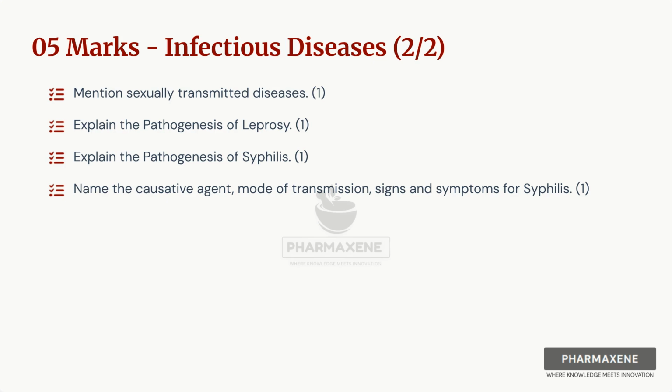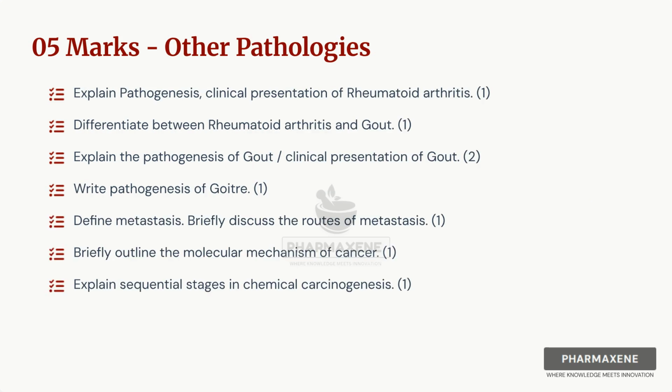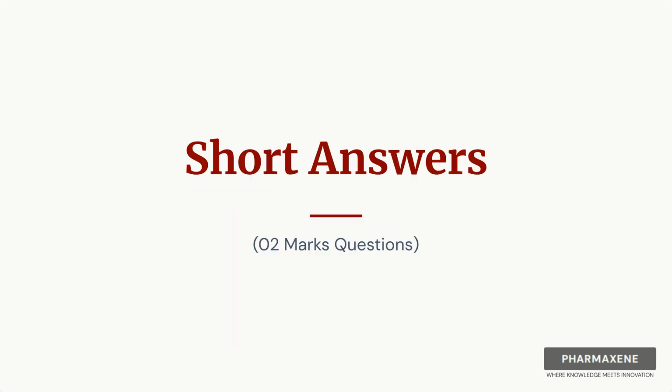Further 5-mark questions on infectious diseases cover sexually transmitted diseases, the pathogenesis of leprosy and syphilis, and details about syphilis's causative agent and transmission. In other pathologies, 5-mark questions address rheumatoid arthritis, gout pathogenesis, goitre, metastasis, and the molecular and chemical mechanisms of cancer. Now let's move on to short answers, which are typically 2-mark questions.